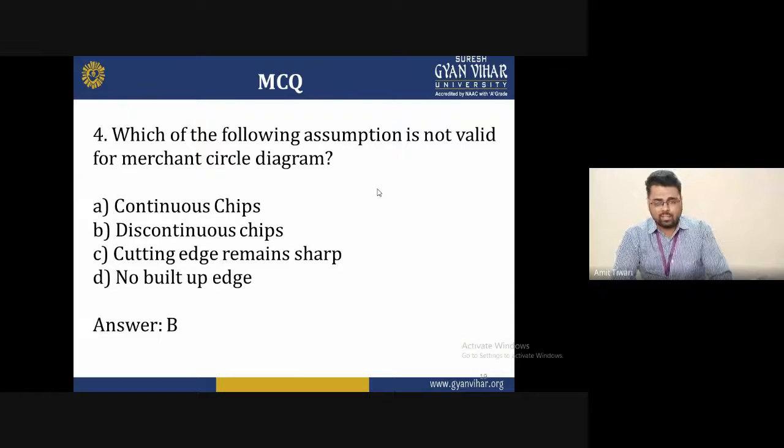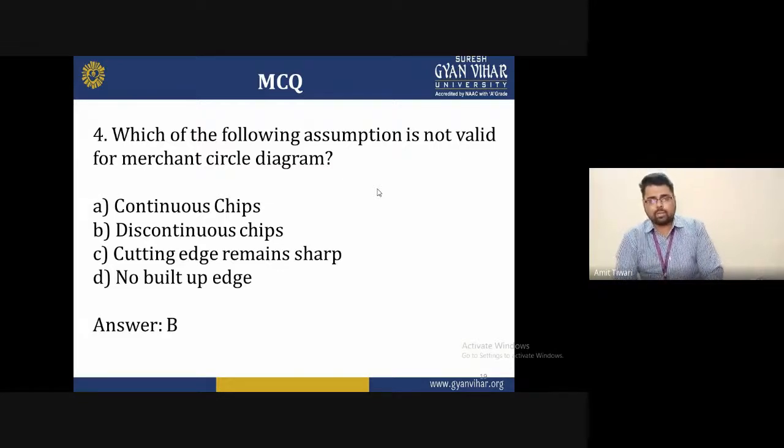It is the wastage of material, and it is time consuming, and power losses will occur under that type of formation of the chip. So this is not our requirement. We prevent this type of chip by increasing the cutting speed, increasing the rake angle, or reducing the depth of cut.